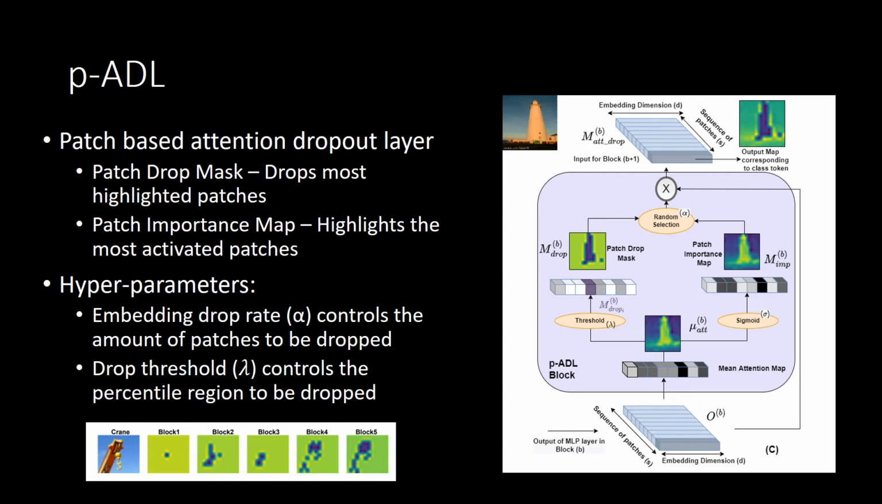Patch drop mask drops the highlighted region based on a drop threshold. Patch importance map highlights the activated region using a sigmoid operation. One of these components is selected randomly during training time based on an embedding drop rate alpha. When patch drop mask is selected, the network is forced to look at the remaining portions of the object to classify it correctly. As seen in the crane example, each block progressively discovers other parts of the object as the earlier layers have dropped the highlighted ones. This scattered information in different layers of the trained network is then aggregated through our map generation method called GAR.